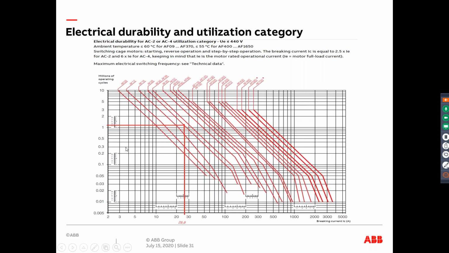So these are very important things which you need to consider to get more life out of a contactor. The same contactor can be used for AC1, AC2 and AC3. The only thing is that the life of it depends on what you are selecting. So if you want around 2 million operations for AC4, then you go for an AF30 or AF38. This will give you around 2 million operations. Sorry, it is around AF40 which will give you around 2 million operations.